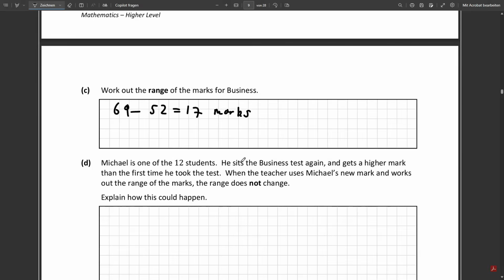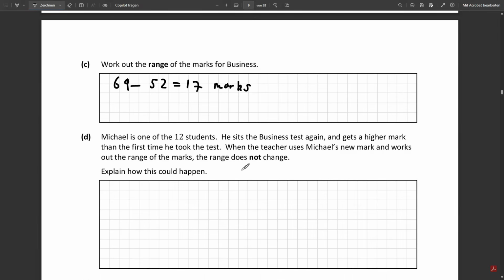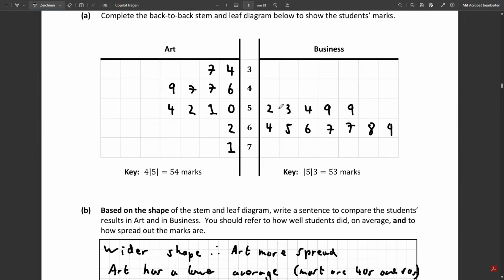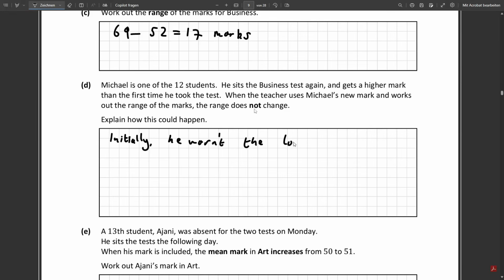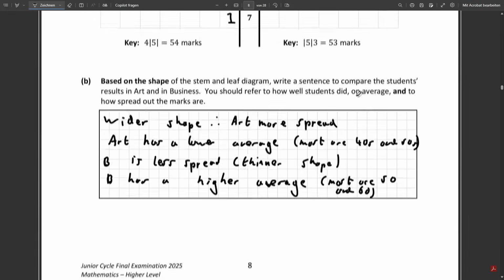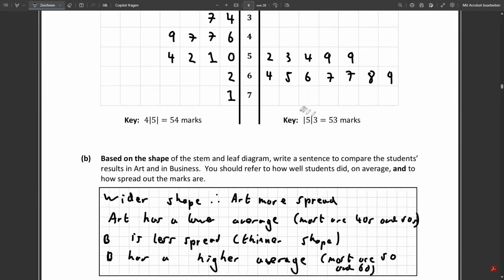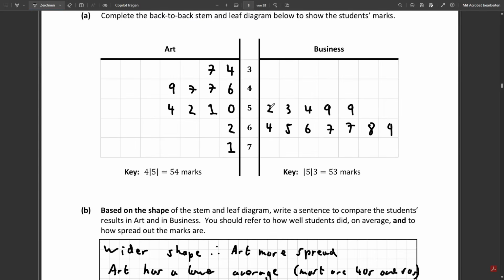Michael is one of the 12 students. He sits the business test again and gets a higher mark than the first time he took the test. So basically the range doesn't change when he retakes the test. So I guess you could say that initially he wasn't the lowest scorer, because if the range is the same, the range is only the biggest one minus the smallest one. So if the range didn't change, that means he wasn't the lowest scorer, clearly.